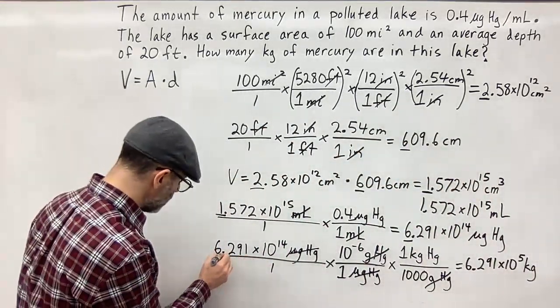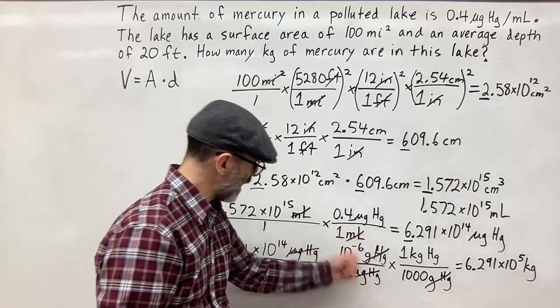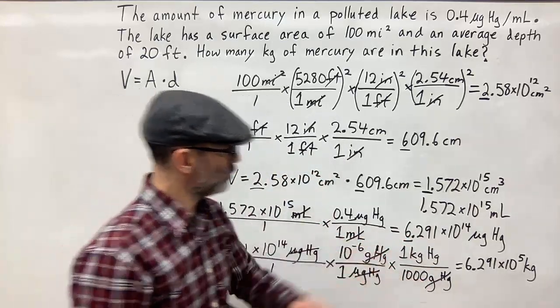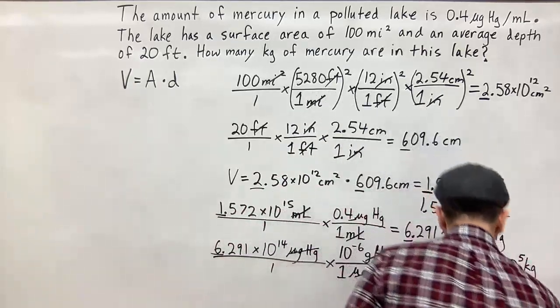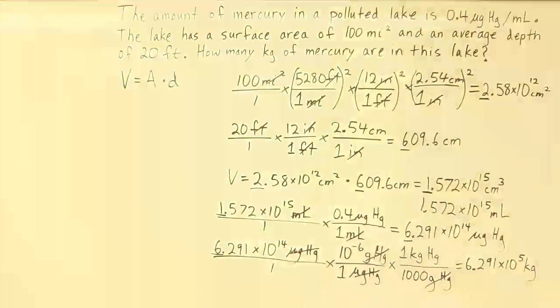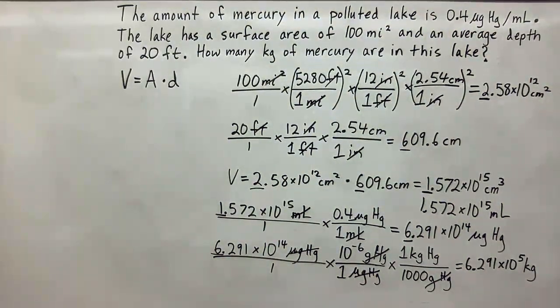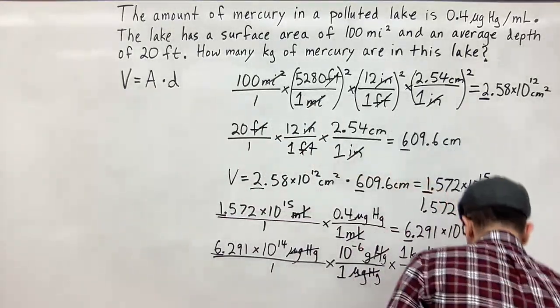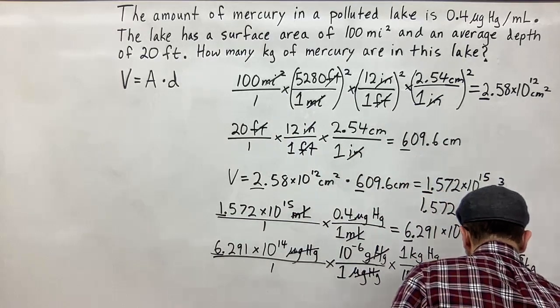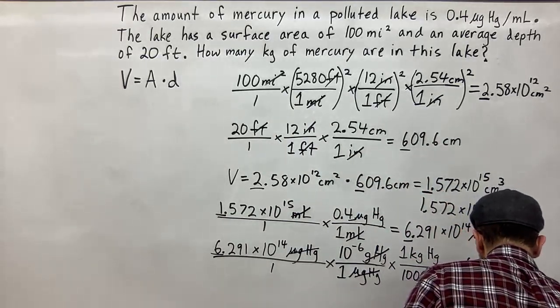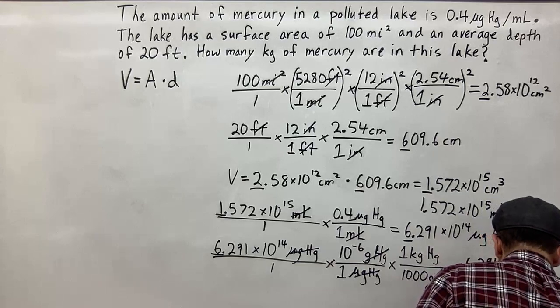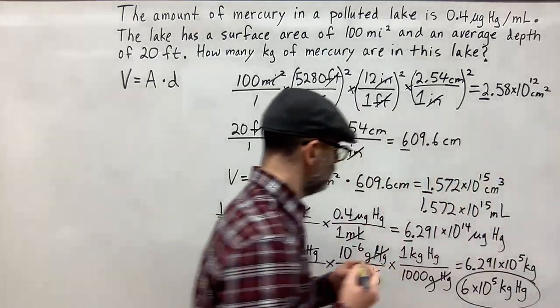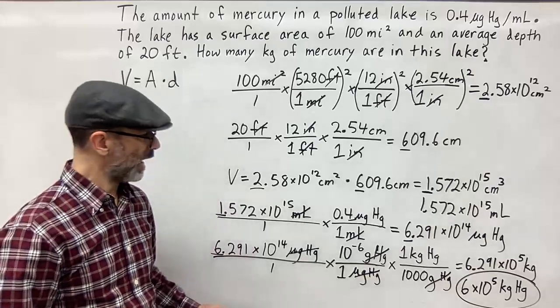But remember, we have one sig fig here. This is exact. This is exact. So my answer should have only one sig fig. So the final answer is going to be 6 times 10 to the fifth kilograms of mercury. And that's how you do that problem.